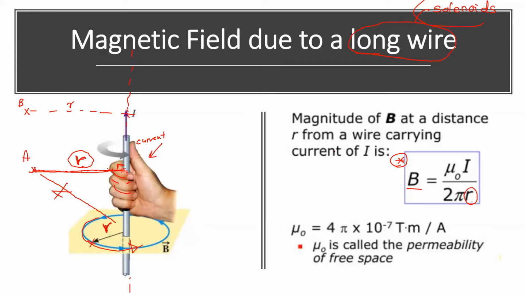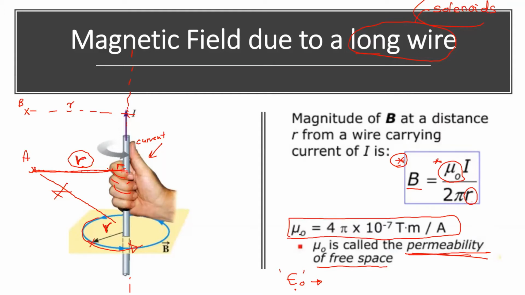So this R is the distance, and mu naught, we have this constant mu naught. It is called the permeability of free space. In electric fields, you might remember that we had something called epsilon naught, permittivity of free space. In the same way, for magnetic fields, we have this constant. This is permittivity. This is permeability. And it is given by this value, and it is a constant. Okay.